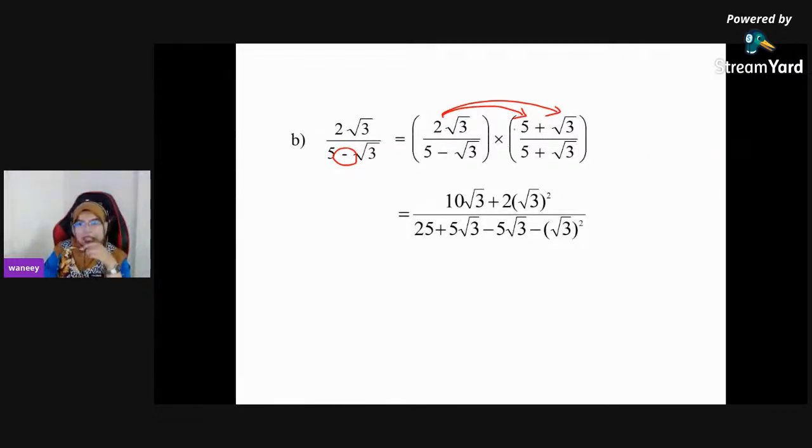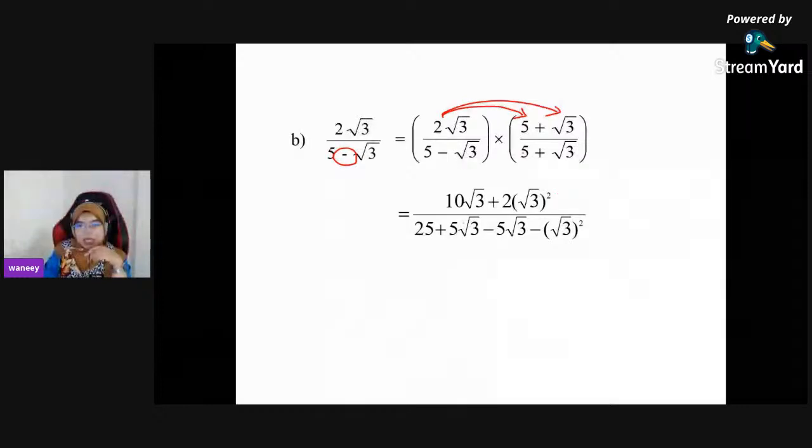And then 2 root 3 times with root 3. So that is how you get 2 root 3 squared. 5, so that is how you get 25. 5 times root 3, so 5 root 3, negative root 3 times with 5. So negative 5 root 3, negative root 3 times with positive root 3. So negative root 3 squared.